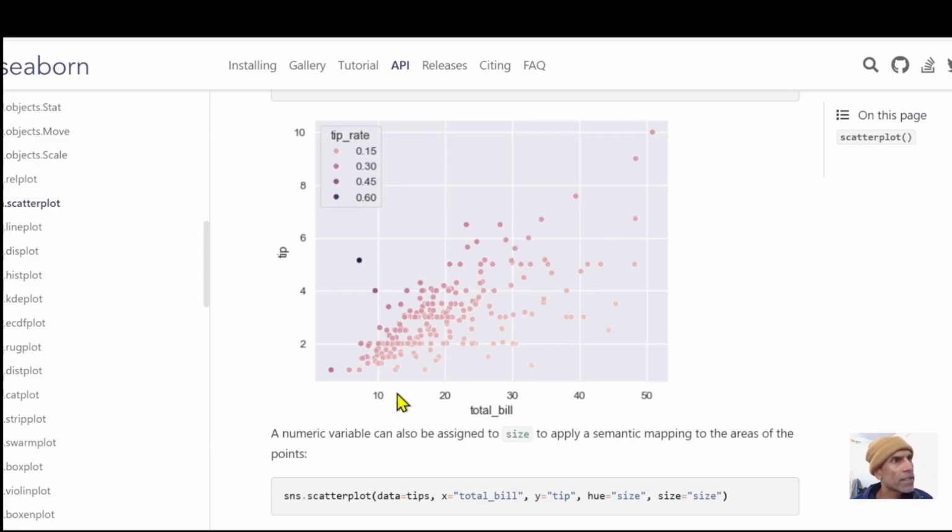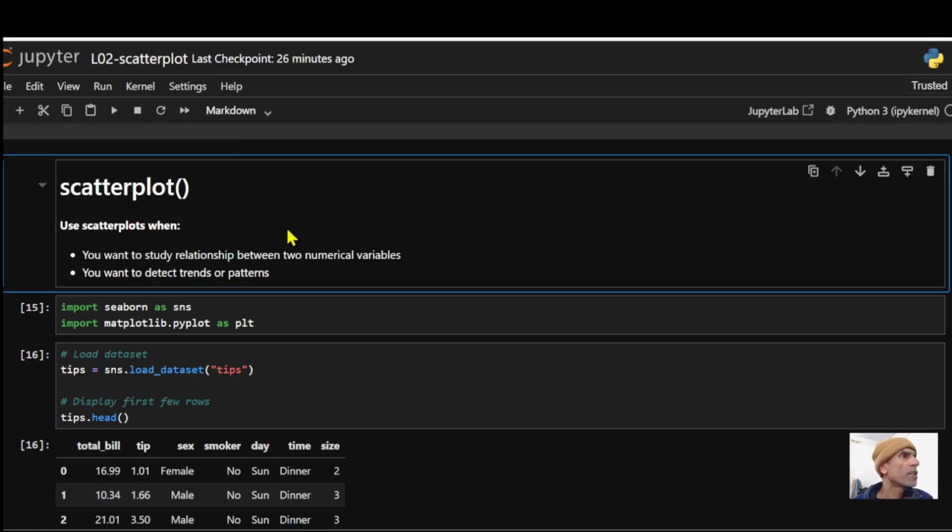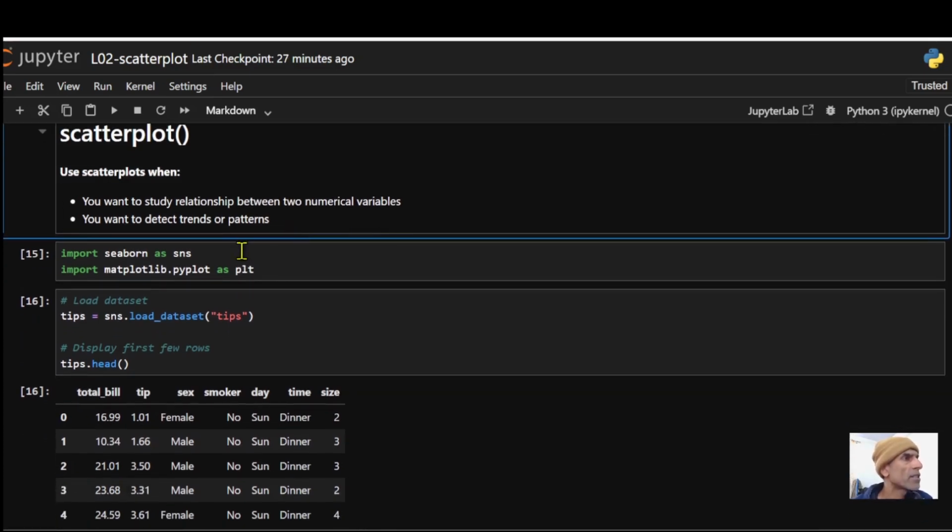This is an example. In this case, you can see that your total bill is over here and this is your tip. So these are numerical in nature. And as your total bill is going up, in other words, as this value is going up, this value is also going up. So you can see that type of relationship in this particular instance. Okay, so let's understand this through some examples.